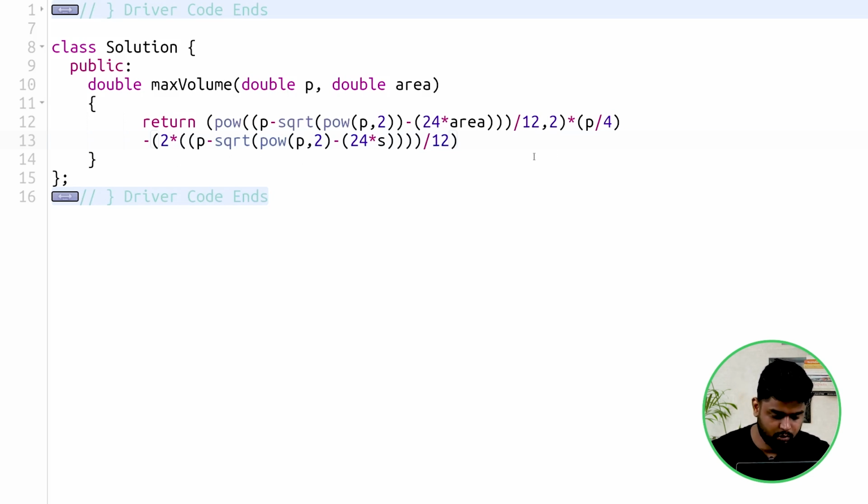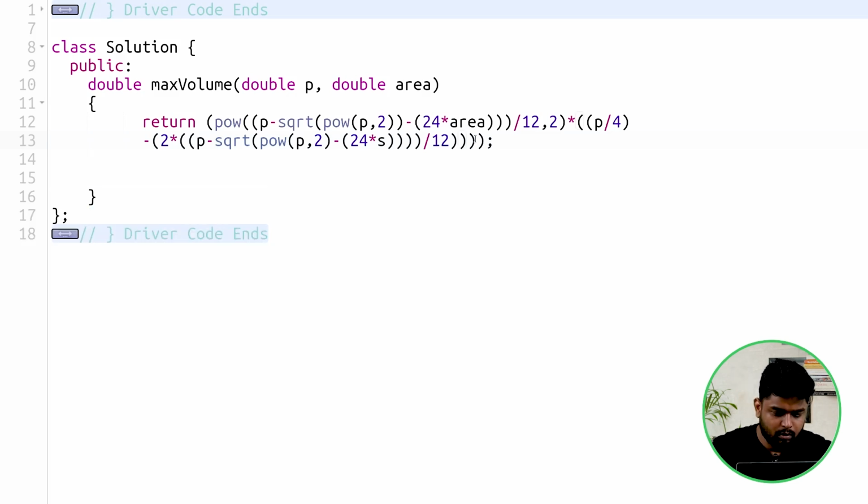Now once this is done, I guess we can close the other brackets also. So yes, we have got this bracket. Let's open this like this. So basically p by 4 minus this part, so I've opened one bracket here. Then p by 4, then I'm having minus sign. Then p, then I'm opening this bracket, then I'm having p minus power of p comma 2 minus 24s. Then we'll close these brackets, then divide by 12, then we'll close this. Then closing one more here, one more here, and one more here. So let's check if I'm closing the brackets correctly or not. Let's try and compile this now.